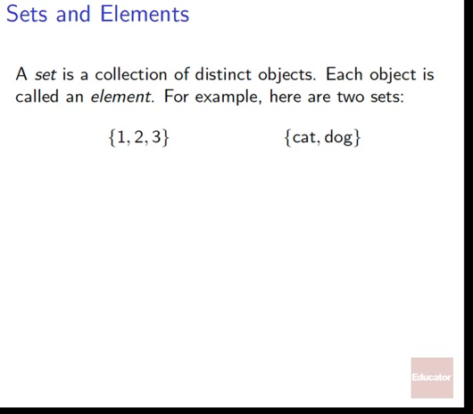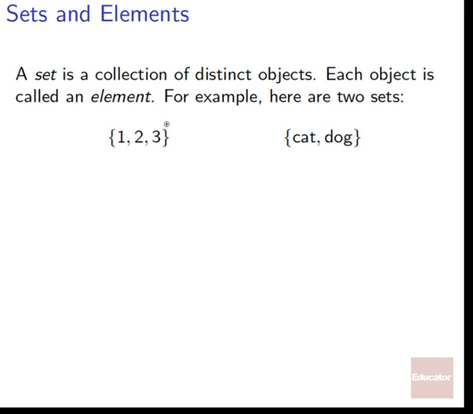A set is a collection of distinct objects. Each of the objects inside of a set is called an element. So for example here, we've got two sets. 1, 2, 3 is a set. Each one of those elements is different than all the other elements, right? 1 is not 2 or 3. 2 is not 1 or 3. And 3 is not 1 or 2. Similarly for the set cat, dog, we've got cat different than dog, dog different than cat.